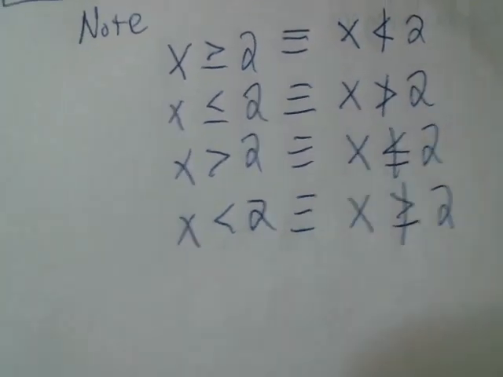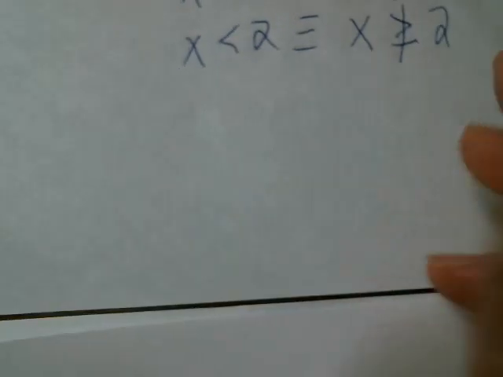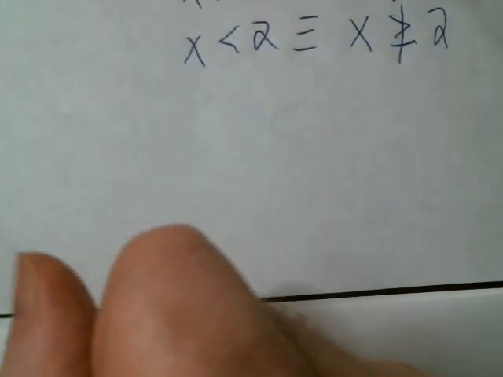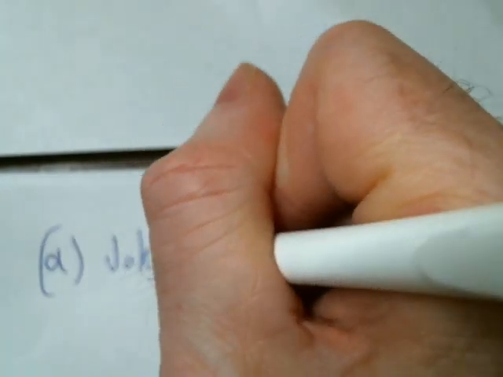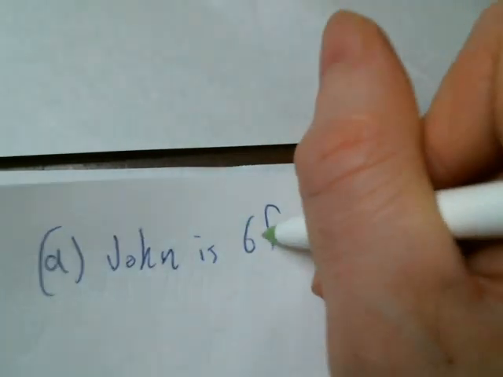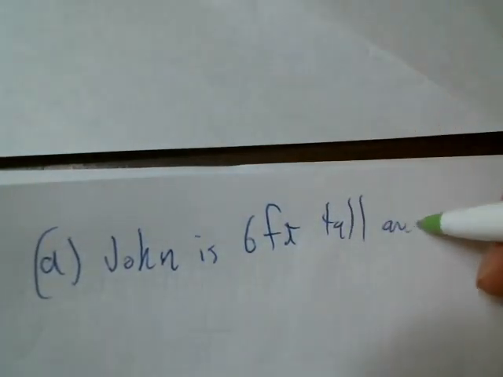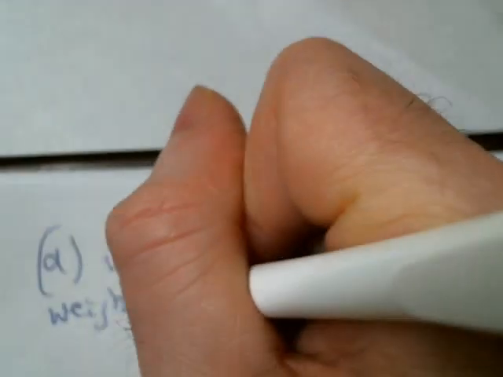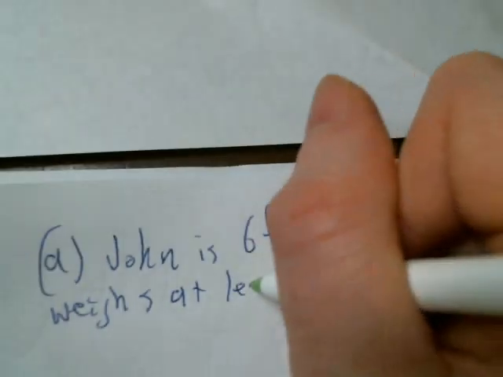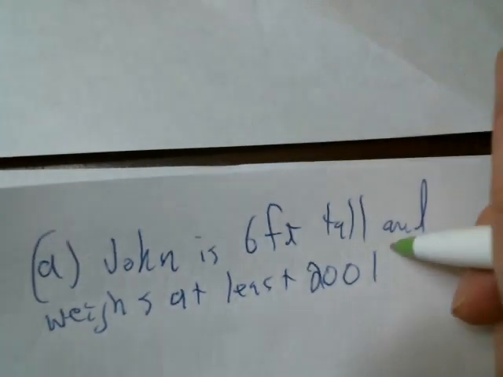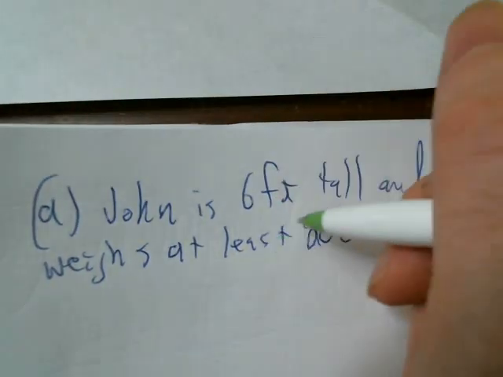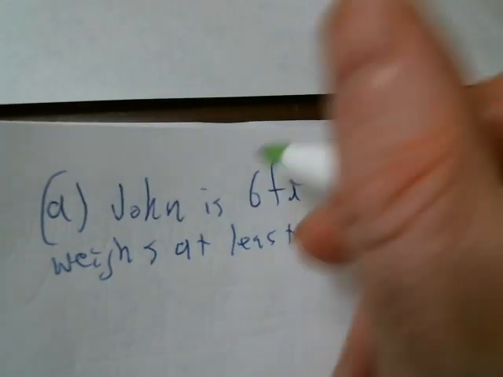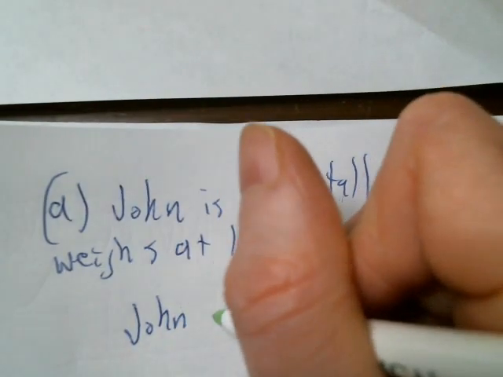So we want to write some negations. Let's take a look at the example we're going to be dealing with. John is 6 feet tall and he weighs at least 200 pounds. So John is 6 feet tall and weighs at least 200 pounds. We want to negate this statement, so how would we write that? Instead of saying John is 6 feet tall, it'll be John is not 6 feet tall.